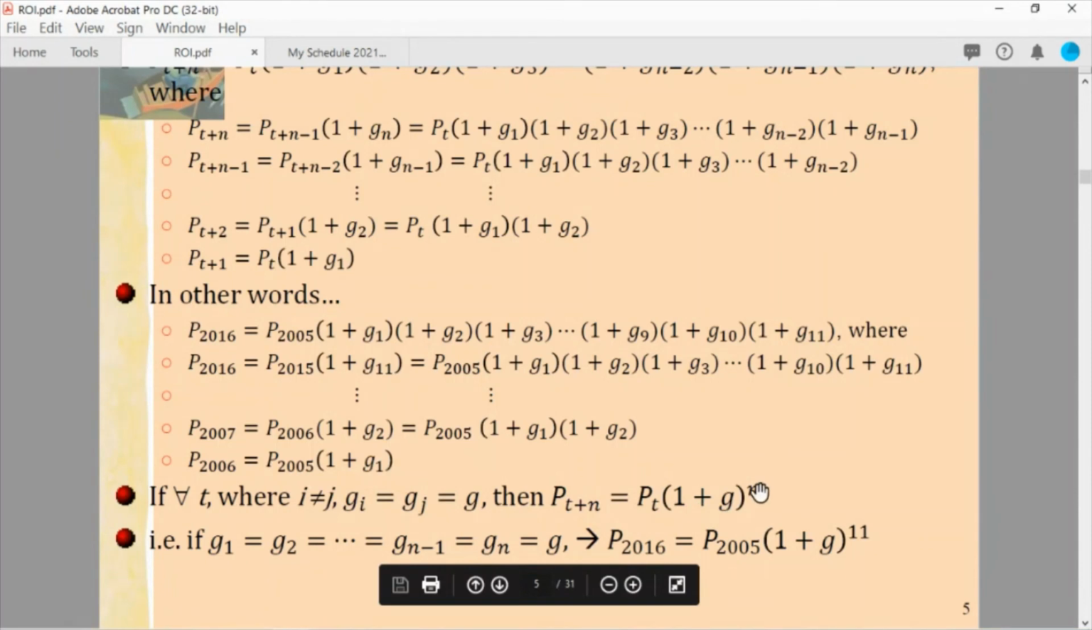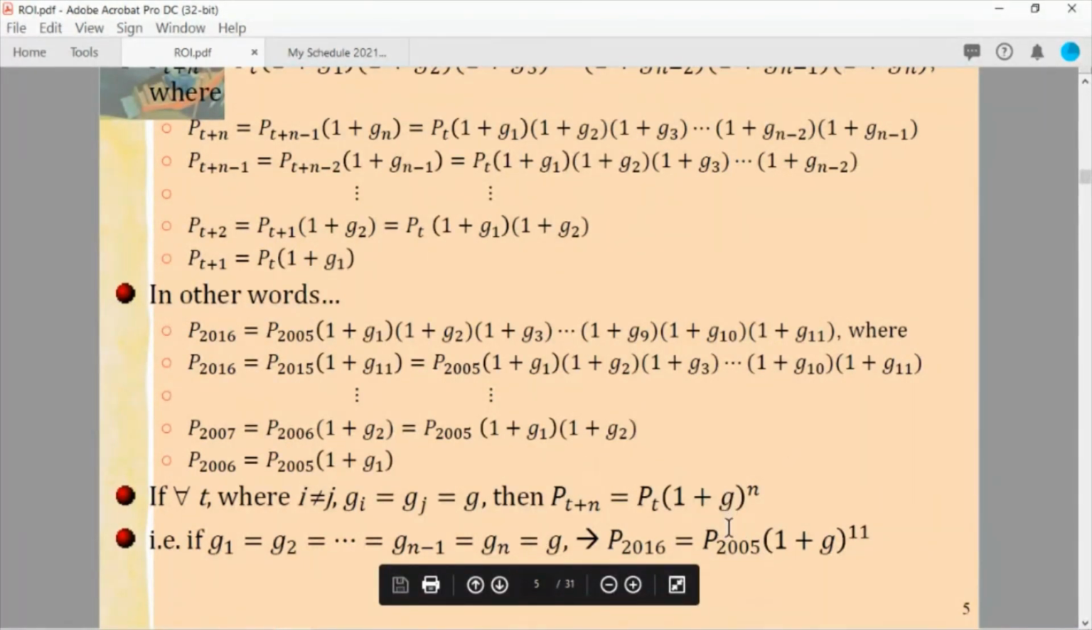Times 1 plus G raised to the 11th power. Yes, that's what it means. Basically, the price in 2016 is the price in 2005 times 1 plus G raised to 11. It should be, and then based on this, think about it.